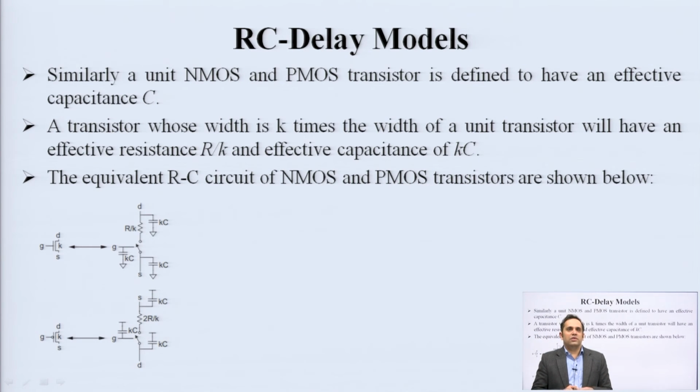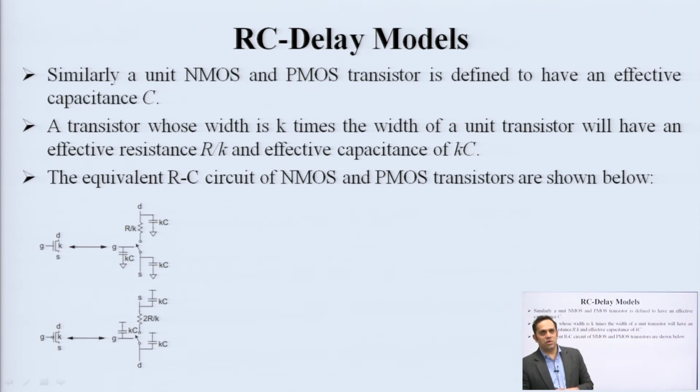So, your unit NMOS and PMOS transistors, just like resistance, also have an effective capacitance. A unit NMOS and unit PMOS transistor is a model of an NMOS transistor whose width is unity, and a modeled PMOS transistor whose width is unity. If you scale the width, either increase it or decrease it, the resistance becomes lower with increasing width and the capacitance becomes higher with increasing width.